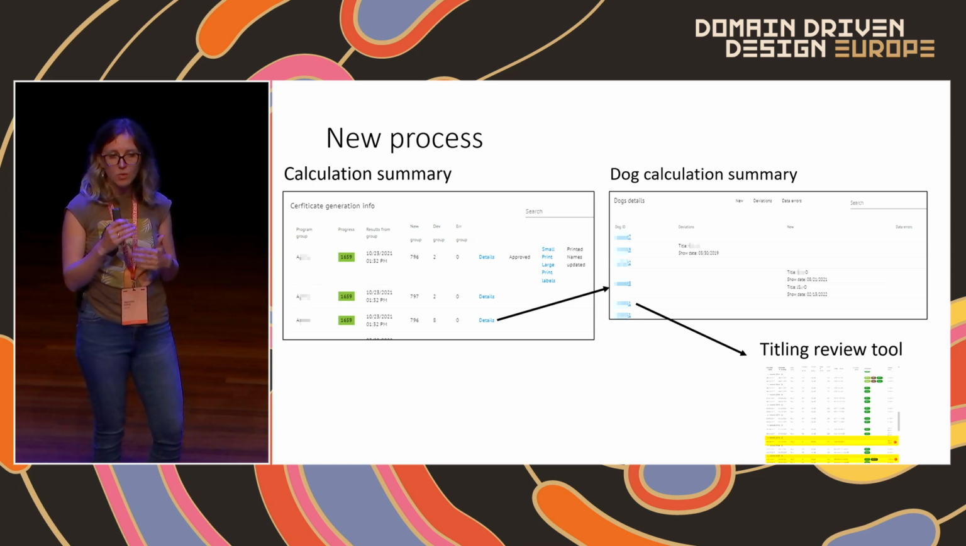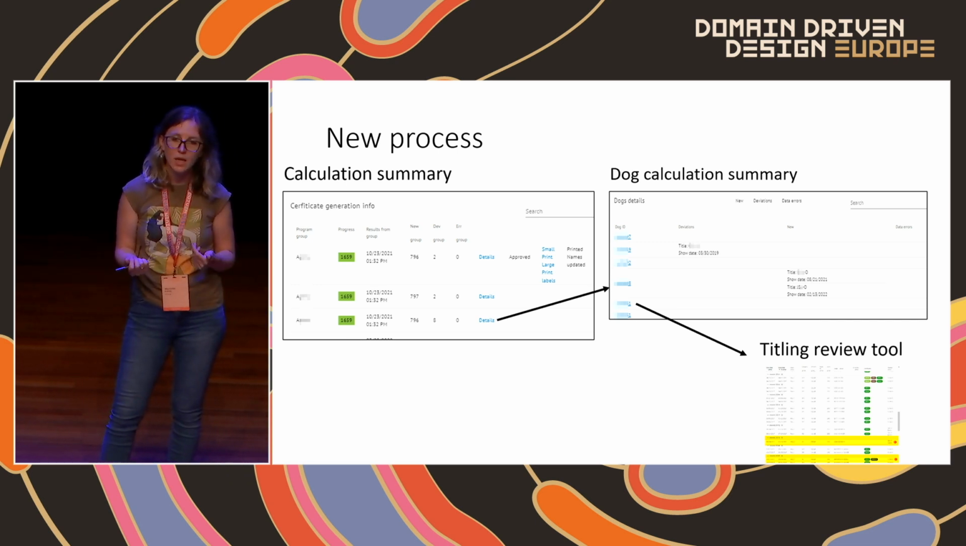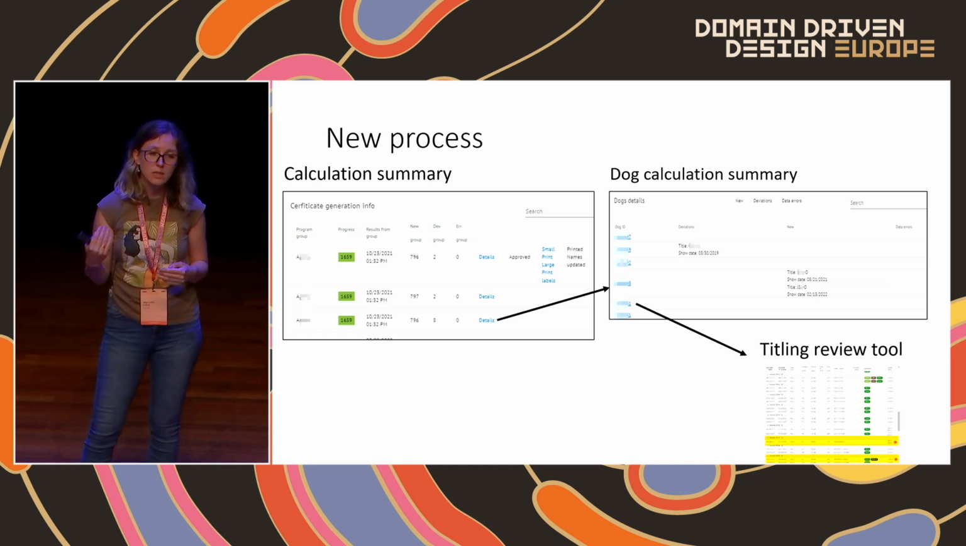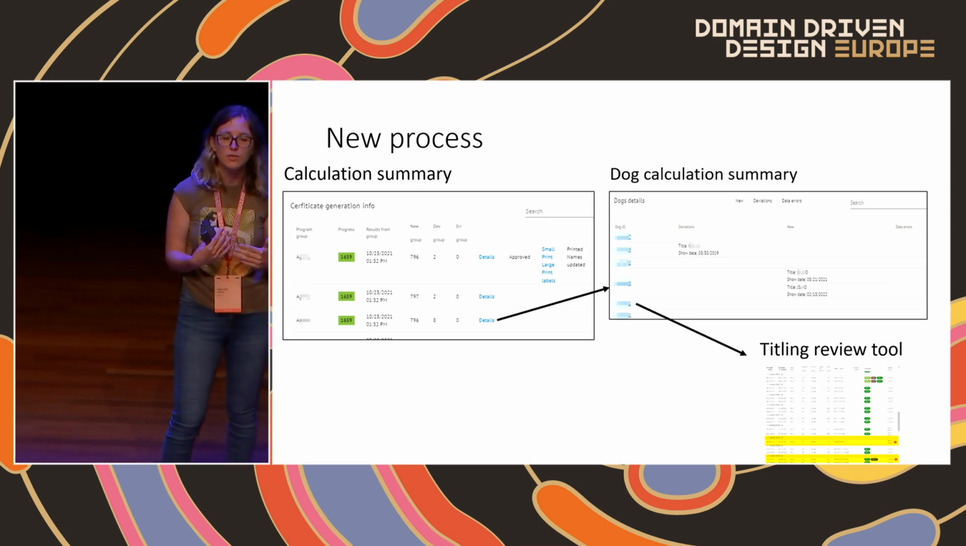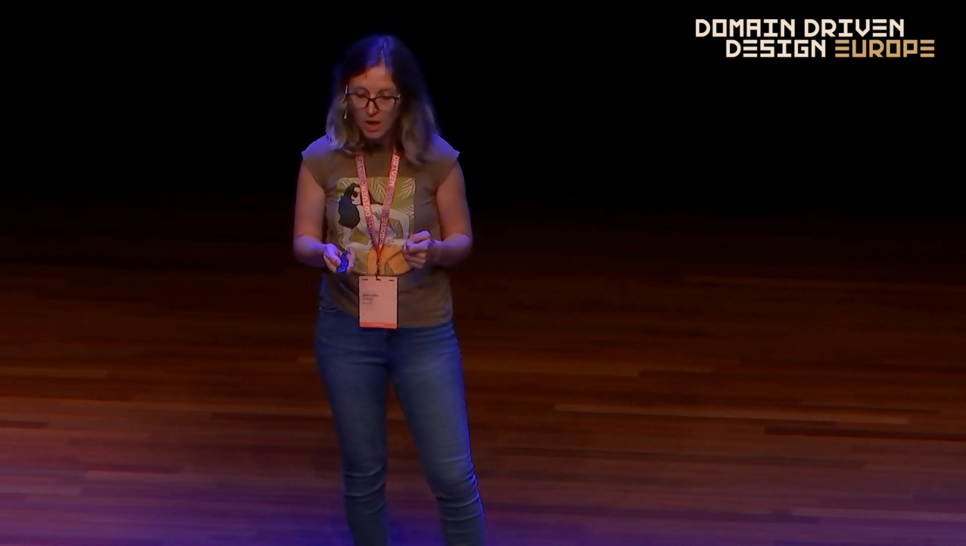So between calculations, you could go back to the system and correct some data. Or if we discovered a bug, we could go back and change the implementation, release a new version, and rerun calculation with the updated version, right? But until you approved that, nobody would see it. So only after approving, those titles would be actually persisted, and the owner of the dog could come to the online portal and see it.